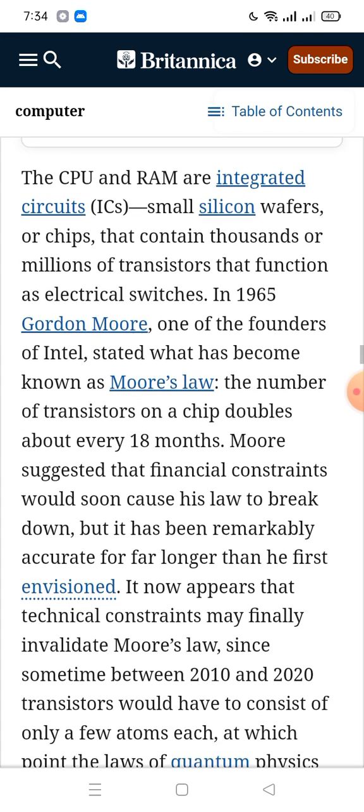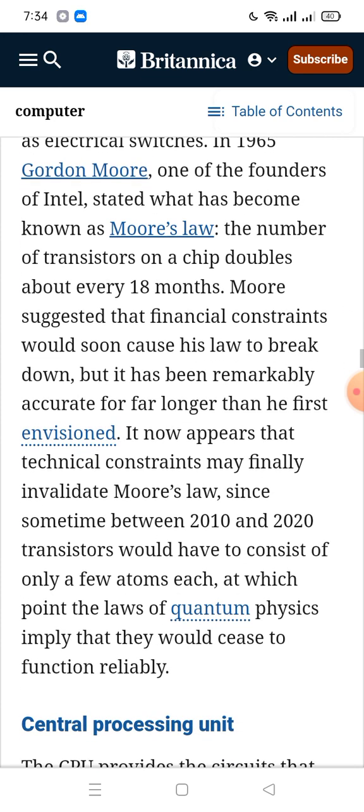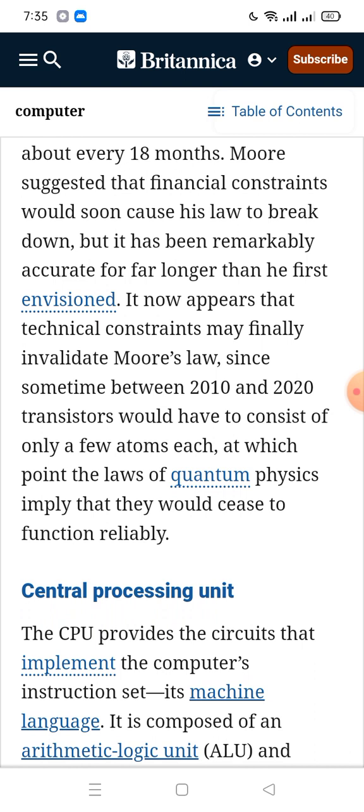The CPU and RAM are integrated circuits, small silicon wafers or chips that contain thousands or millions of transistors that function as electrical switches. In 1965, Gordon Moore, one of the founders of Intel, stated what has become known as Moore's Law: the number of transistors on a chip doubles about every 18 months. Moore suggested that financial constraints would soon cause his law to break down, but it has been remarkably accurate for far longer than he first envisioned.